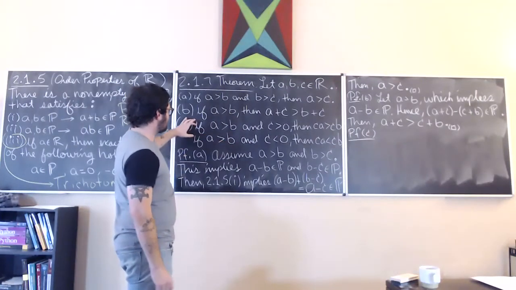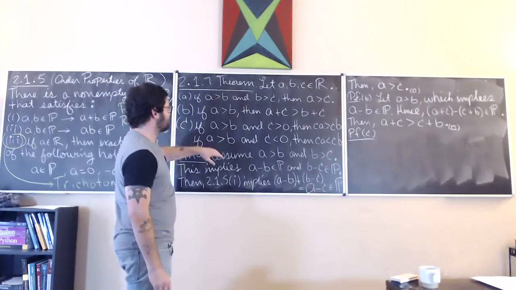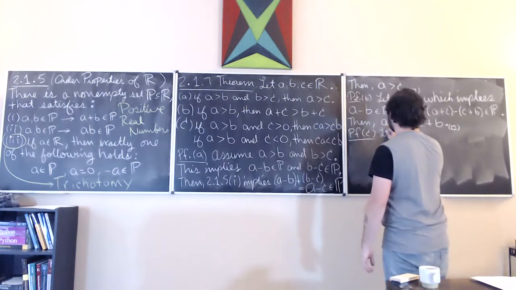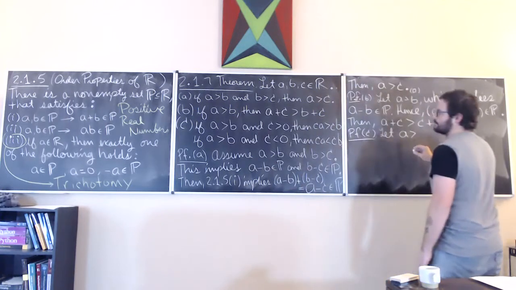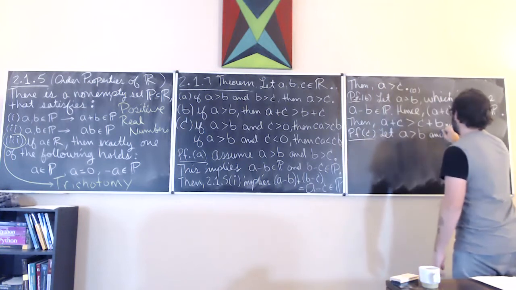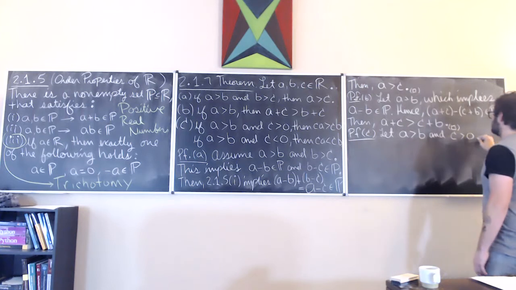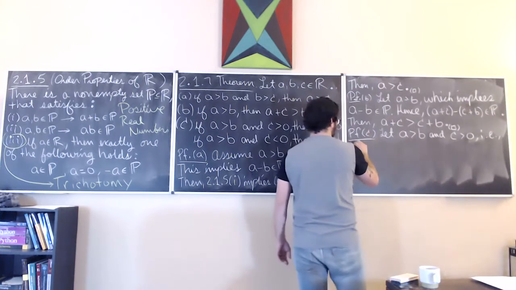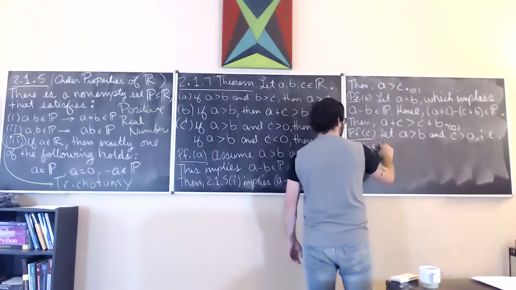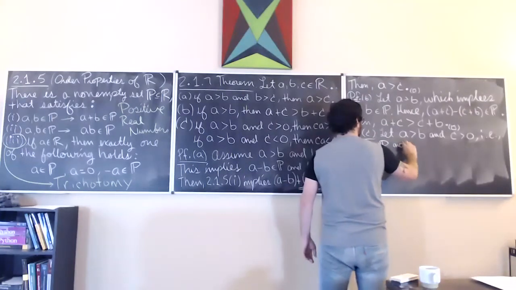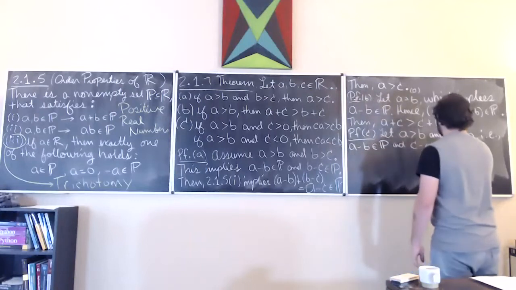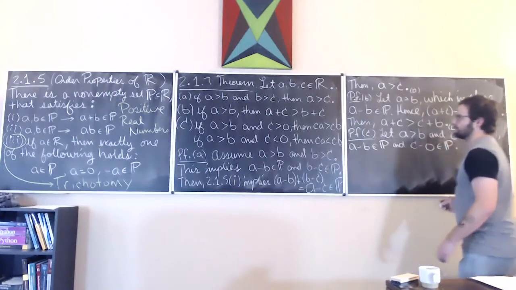So there are two subparts to this claim. Let's first assume A is greater than B and C is greater than 0. Let A be greater than B and C be greater than 0, i.e., A minus B is a positive real number, and C minus 0 is a positive real number.